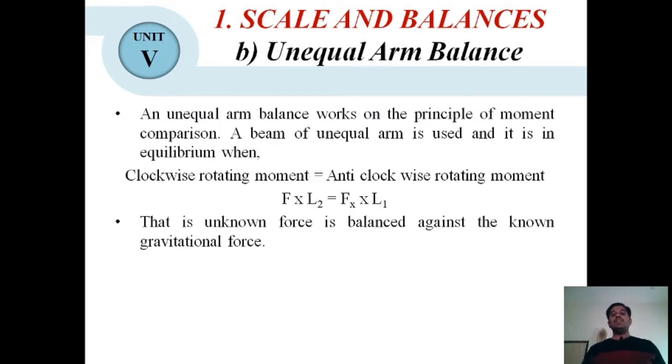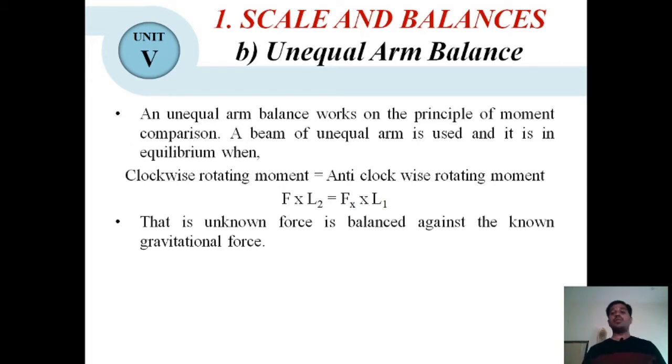The next one is the unequal arm balance. The only difference between the equal arm and the unequal arm balance is, in the first condition we have fixed the values of L1 and L2, and the only changing element is M2. Here the mass is fixed. The values of L1 and L2 will change here.